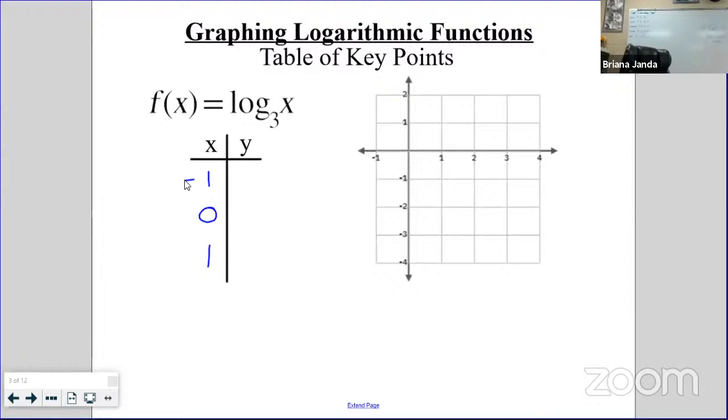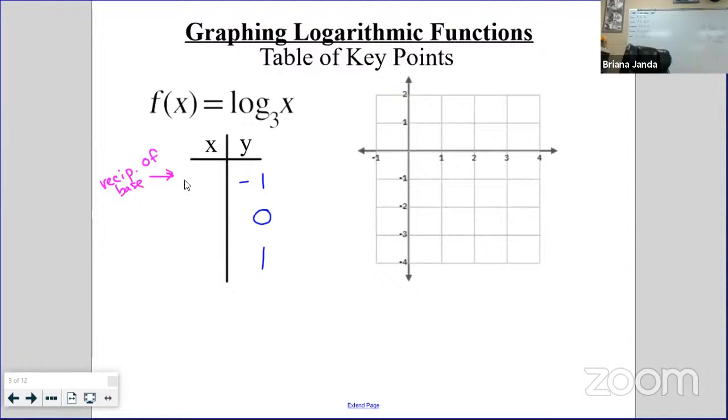But remember, for inverses, we flip all our x's and y's. And so what we're going to do is flip that to our y column. But in order to do that, we have to strategically pick our x's for this to happen. Okay, so here's how we strategically pick our x's. In that top row where it says -1, we have to put in the reciprocal of the base.